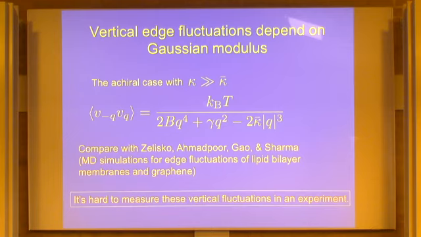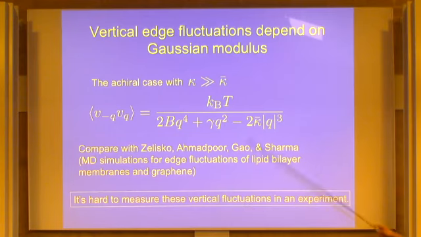I'd also want to mention, this was a little bit embarrassing for me. My colleague, Huajian Gao, and Pradeep Sharma, who I haven't spoken to recently, I hope he's okay in Houston, have done pretty much the same kind of calculations for the edge fluctuations of graphene and lipid bilayer membranes. They just did molecular dynamics simulations. They haven't been looking at experiments, but they've also been looking at these kinds of edge fluctuations very recently.